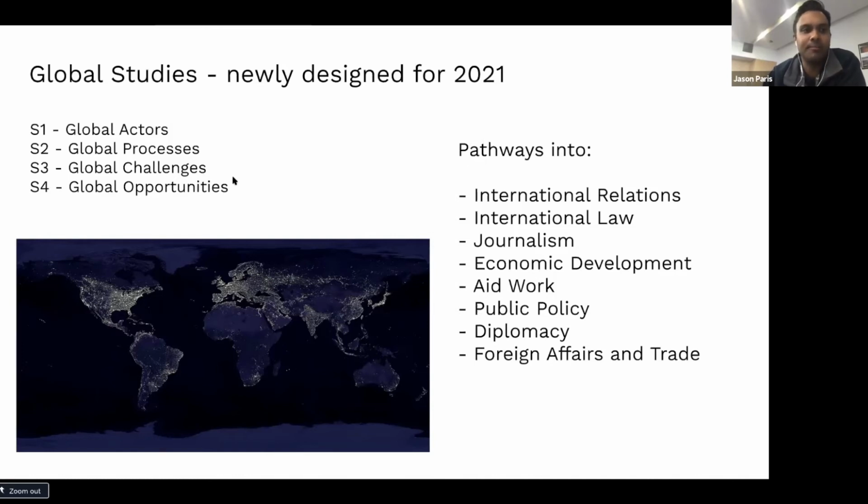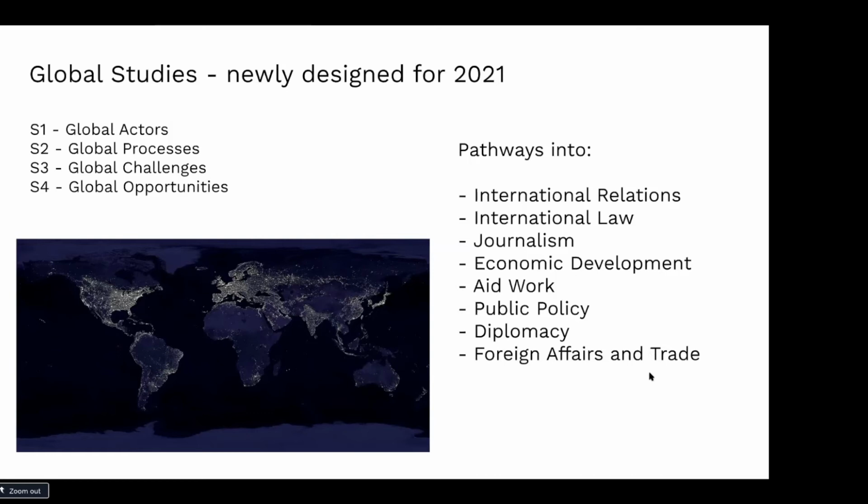The last semester is about global opportunities. So we look at the problems in semester 3, and we look at the avenues for solutions in semester 4. So that's global opportunities. We look at human development. We look at the work in the not-for-profit sector for improving the lives of people across the world. We look at climate initiatives. We look at microfinancing. We look at all of these things that happen across the world to improve people's lives and what can be done by governments and individuals.